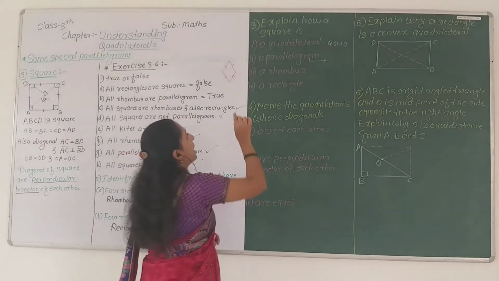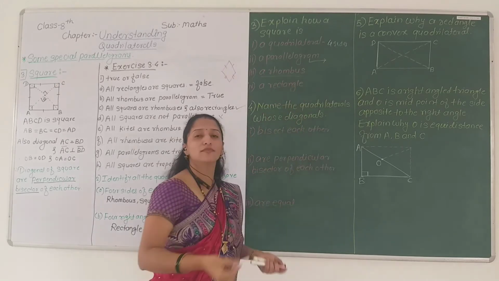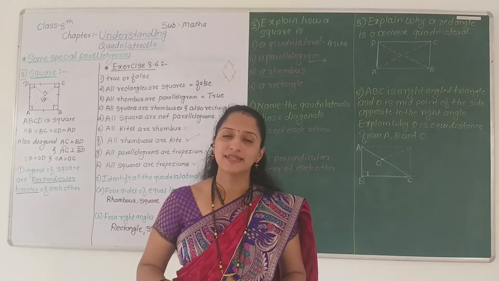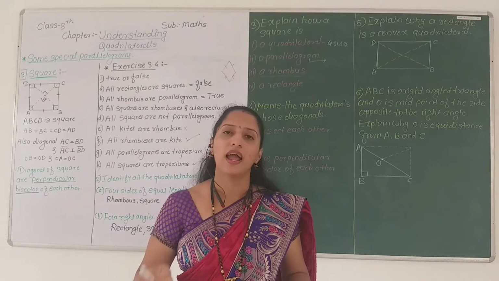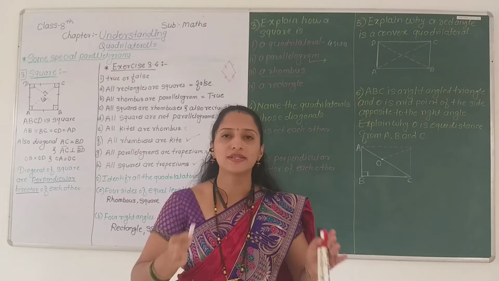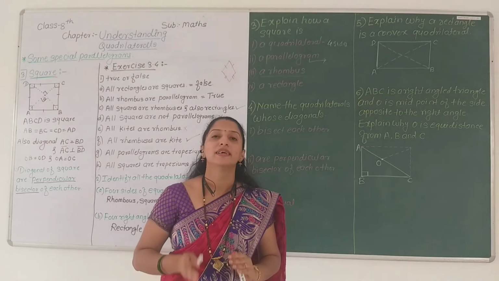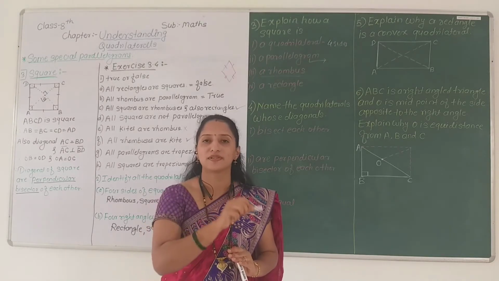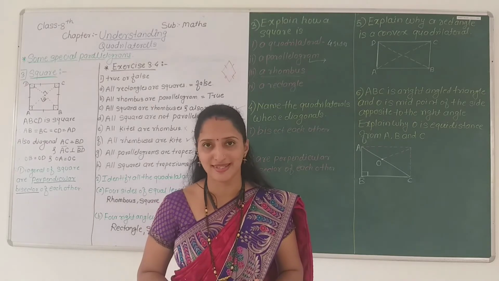Third, how is a square a rhombus? Since in a square all sides are equal, and for a rhombus, all sides are also equal, a square is a rhombus. So you have to write, since all the sides of a square are equal, therefore a square is a rhombus.